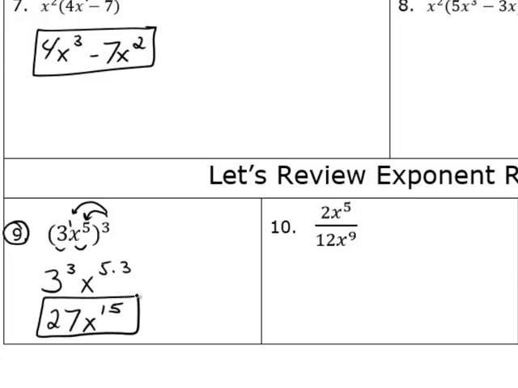Okay, that was easy. 10, again, simple. We have 2 over 12, which reduces to 1 over 6. Also, we have x to the 5 over x to the 9. We have 5 x's on top and 9 on bottom.